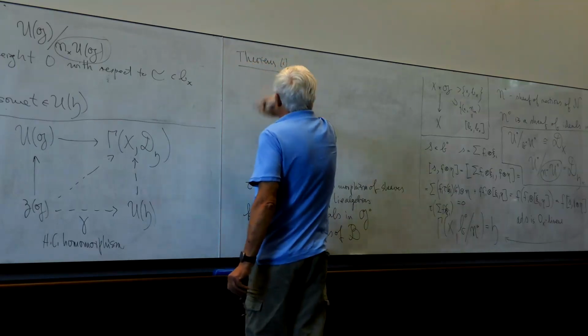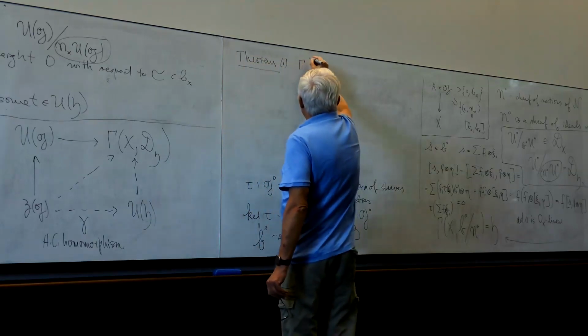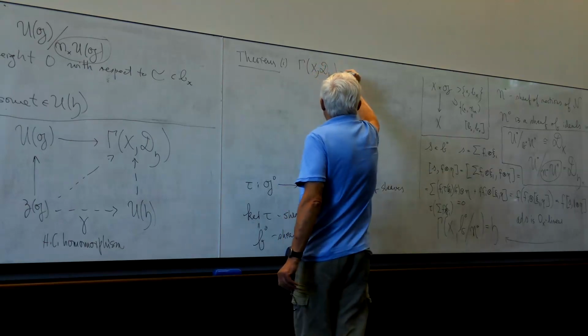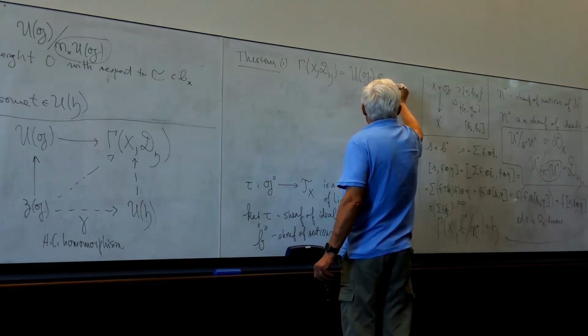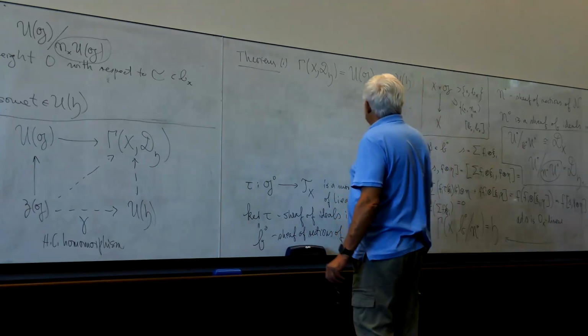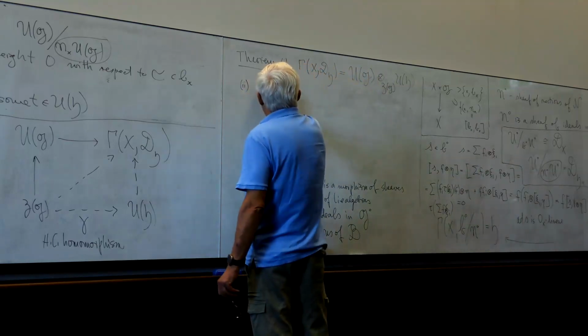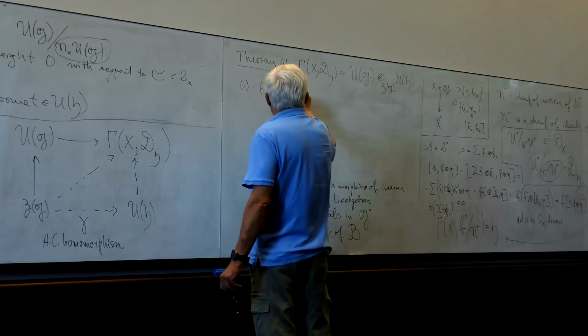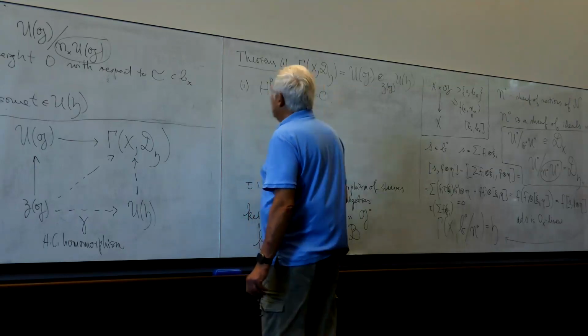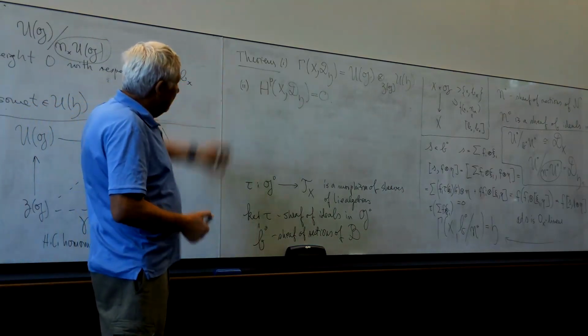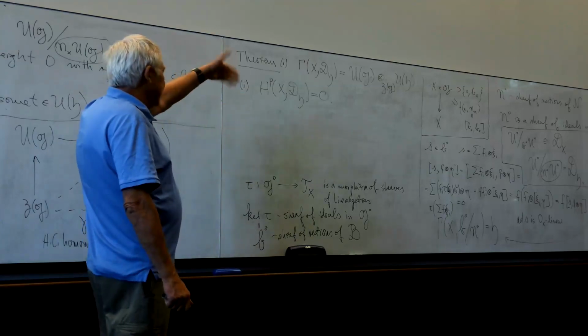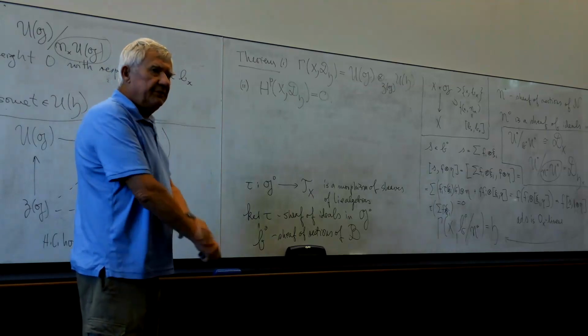So the first statement is that global sections of U of H are equal to what we just suggested, the tensor product of U of G with Z of G. And the second statement is about the higher cohomologies of these sheaves. So this is the first part of the story. Now we have to prove this, and then once we prove this, there is a simple argument which gives us the global sections.